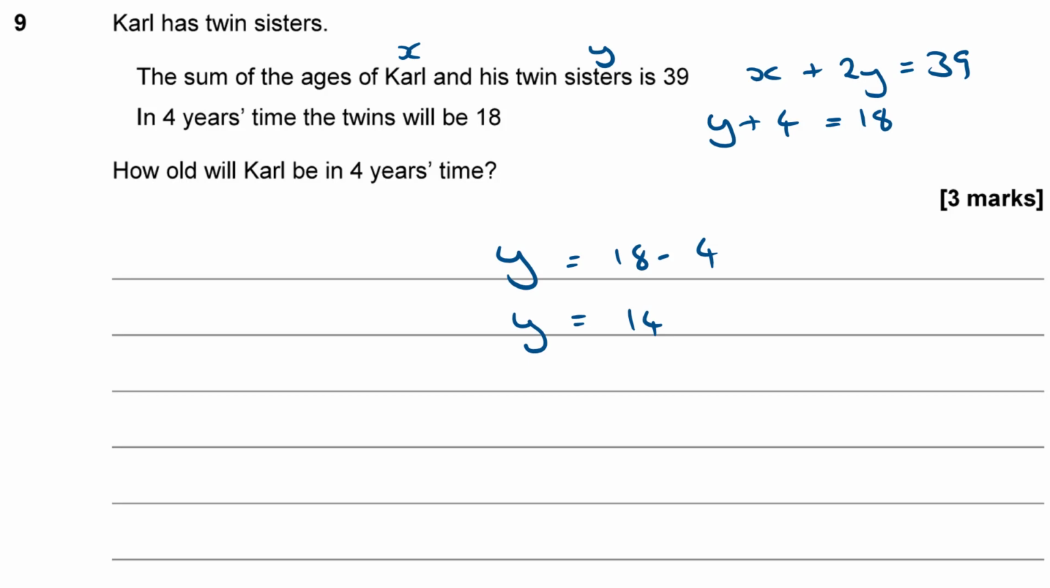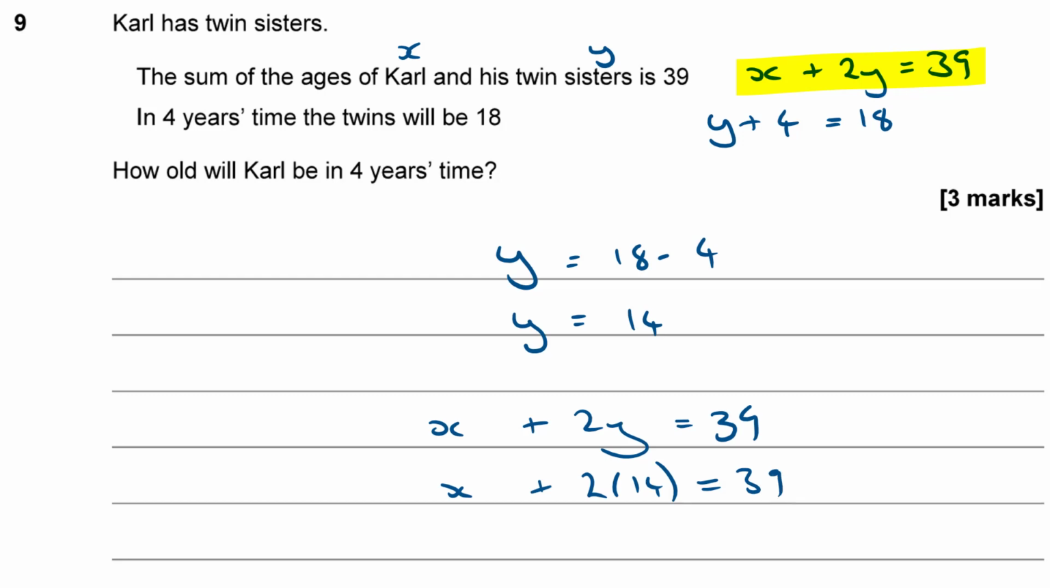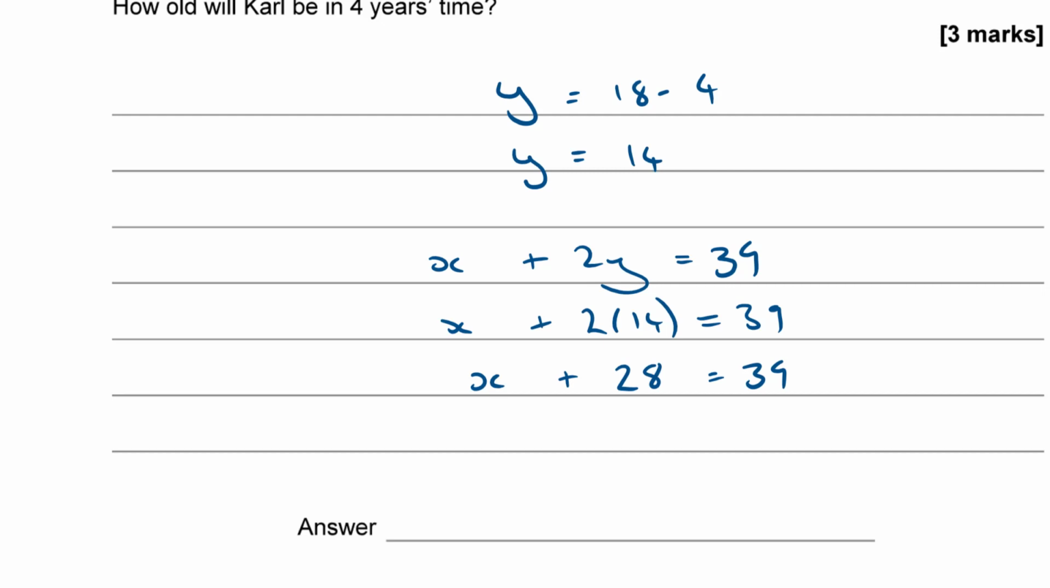Okay, and then substituting that into my other equation, the one that's up here, x plus 2y is 39. If I know that x plus 2y is 39, and I now know his sisters are 14 each, that means x plus 2 lots of 14 is equal to 39. Well, 2 14s are 28, so x plus 28 is equal to 39. And then subtracting 28 off both sides gives me x is equal to 11. So that means Carl must be 11.